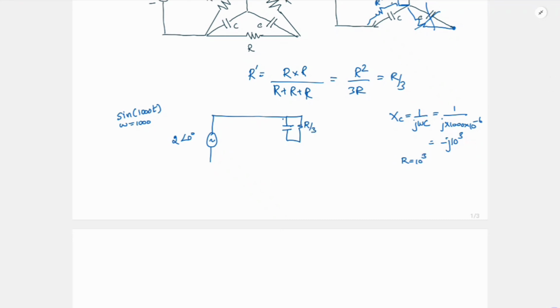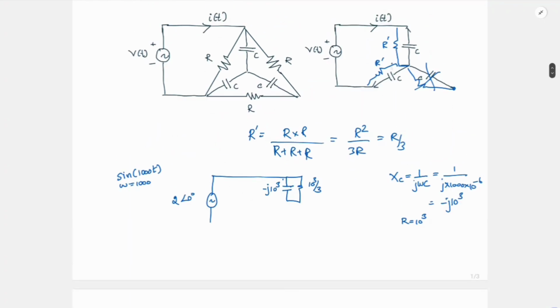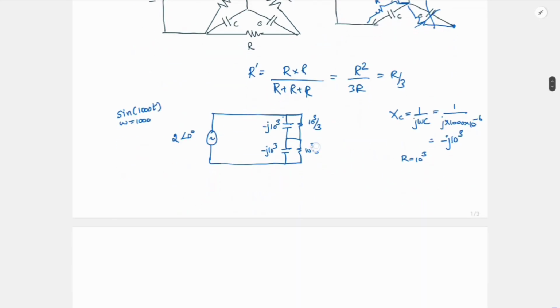So this is R by 3 for me, which is 10 power 3 by 3, and this is minus j 10 power 3. My next branch is also the same element: this one and R. So minus j 10 power 3, and 10 power 3 by 3.